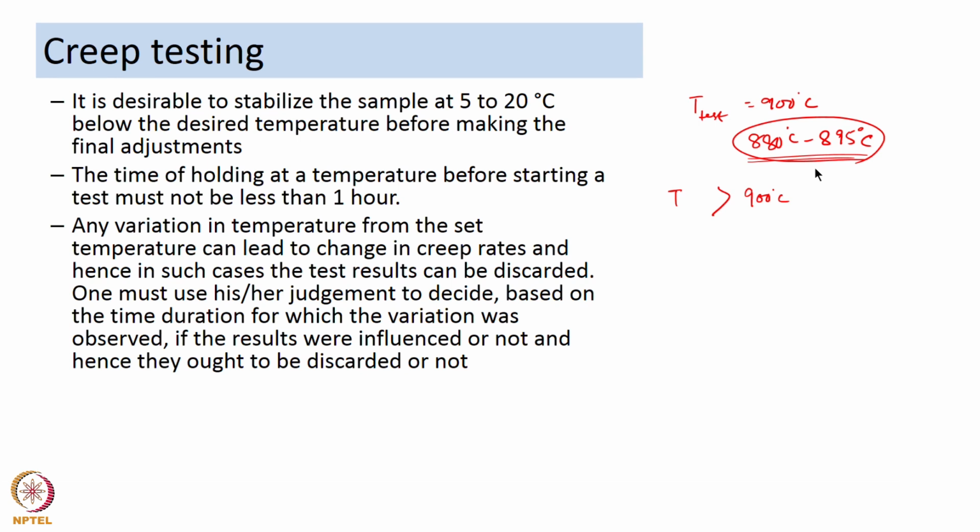And here the operator, or the person carrying out the test, or the person interested in the data should use his or her judgment to decide based on the time duration for which the variation was observed. So, if there is a variation in your test temperature, then you will have to use your judgment on deciding whether the data should be used or discarded, and of course, your judgment is based on the time duration for which the variation was observed.